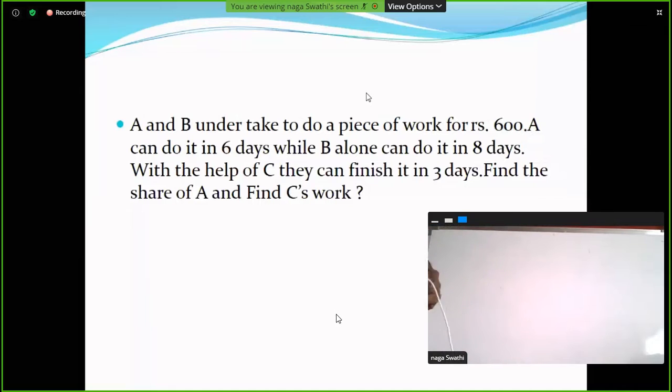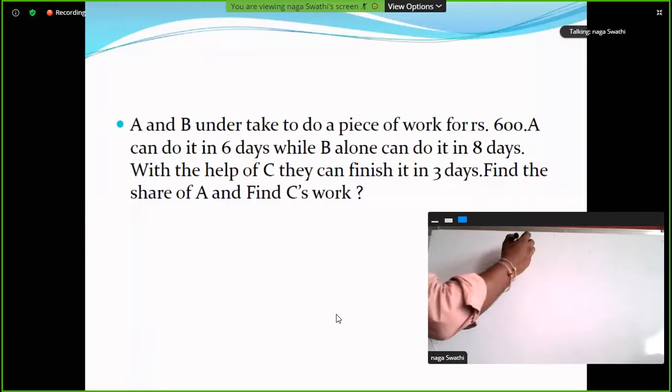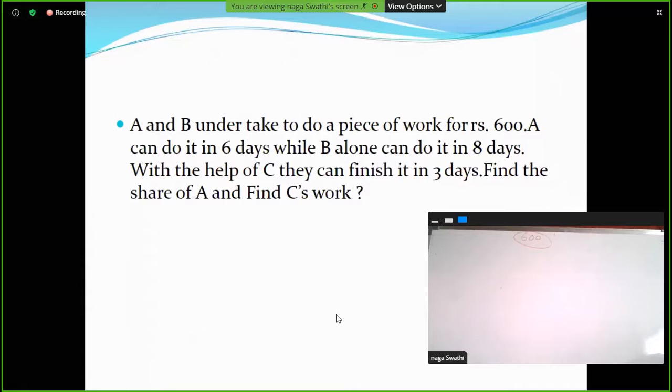Okay, I'll tell. Don't worry. Right. So here, the total amount is 600 rupees. You just write it yourself here.